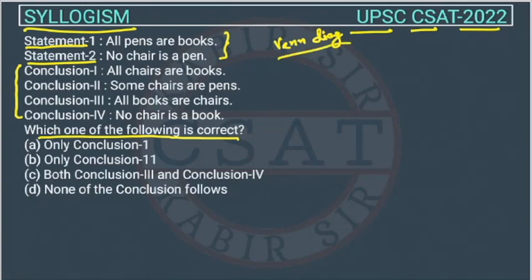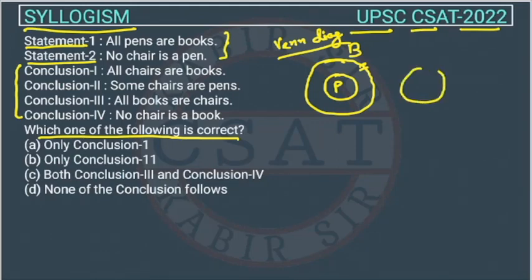All pens are books. Suppose this is a Venn diagram of pens. The statement is saying that all pens are books, so this is a Venn diagram of books. No chair is a pen, so the chair can be here. This is a Venn diagram of chair. So one possibility is this. The other possibility is that the chair is not touching the pen, but books and chair have some relation. So both possibilities are there.